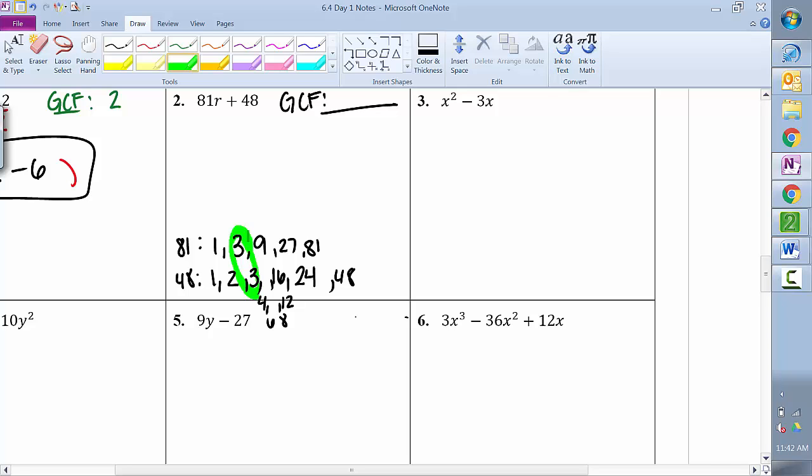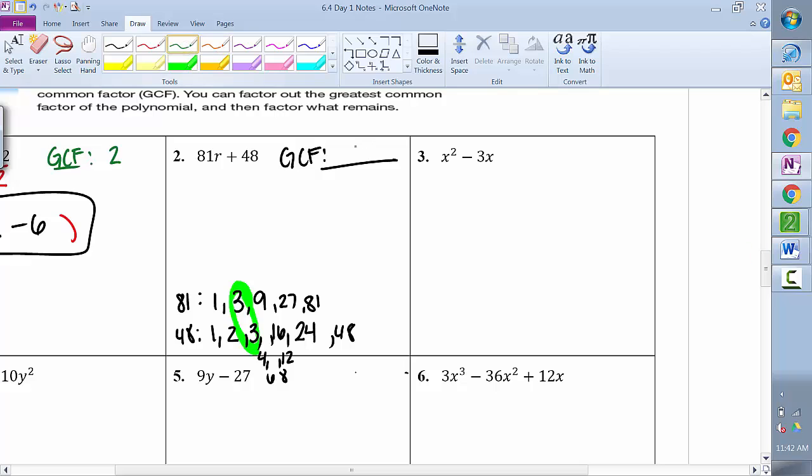Stop saying "more time." You're confusing people. So my GCF right now is only a 3. Sometimes the hardest part is just figuring out the 3. Okay? And that's okay. So again, our first step is we're going to divide each by 3 and write it on the outside of our parentheses.